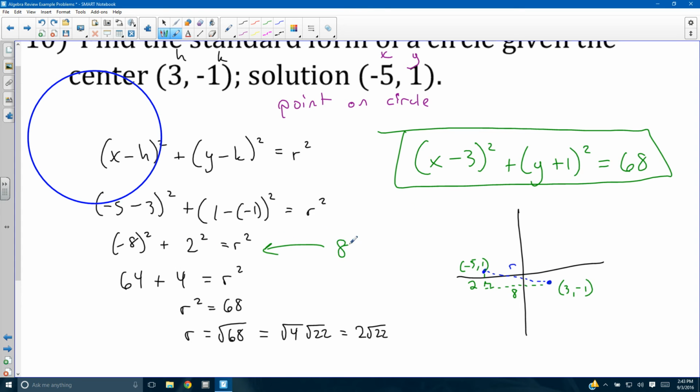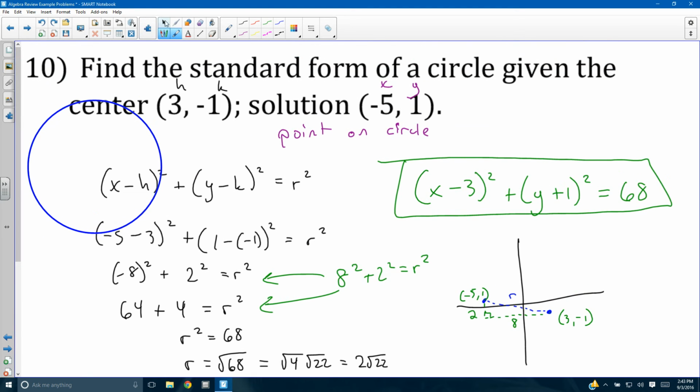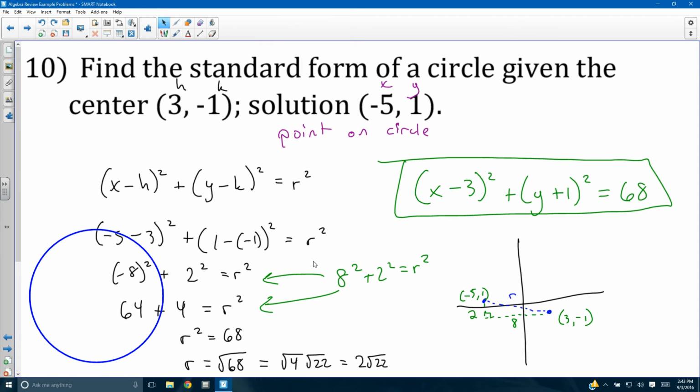8 squared plus 2 squared equals r squared. And of course, we are back down to here again. You solve for the radius, or just r squared, right? You solve for r squared, and you place these back in exactly as we did over here. When you find the standard form of the circle, you are giving them the information in this equation with h, k, and r. That's what we're looking for.